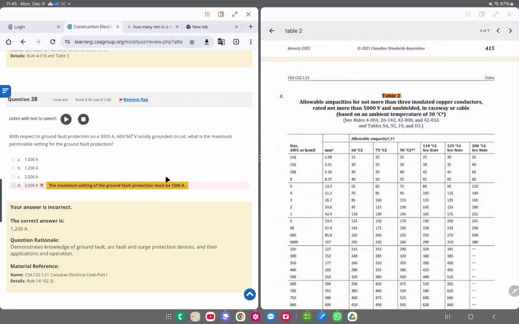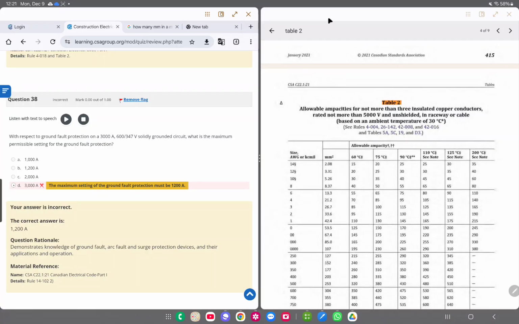With respect to ground fault protection on a 3000 amp, 600/347 volt solidly grounded circuit, what is the maximum permissible setting for the ground fault protection? We got another ground fault protection question.